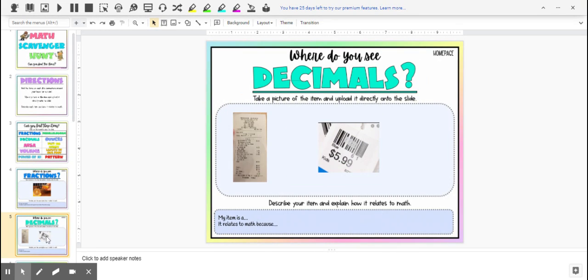Next is decimals. I found lots of decimals in my house, but the two that I picked were a receipt from a restaurant and a tag on some clothes. At the bottom, whatever item you choose, don't forget to describe it and explain how it relates to math. My item is A. It relates to math because.